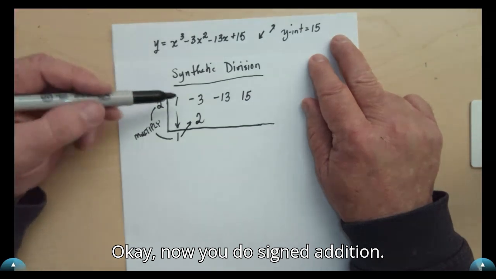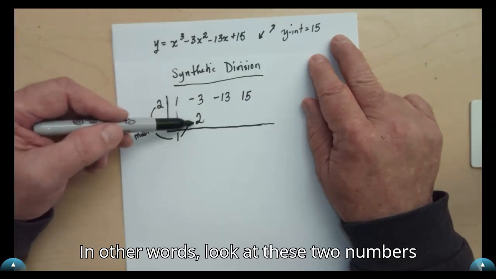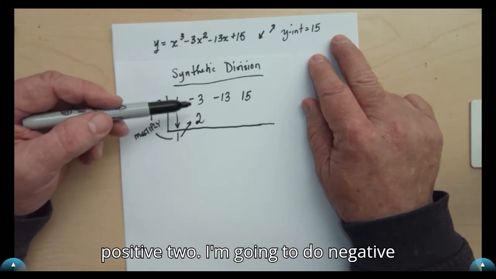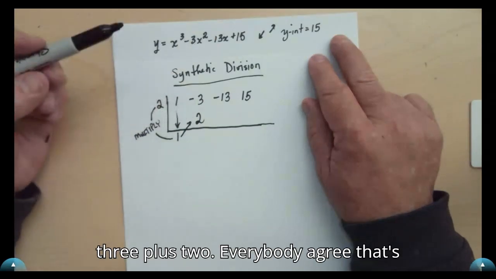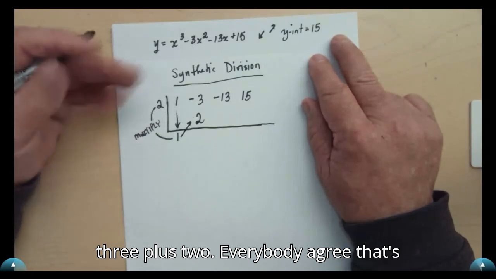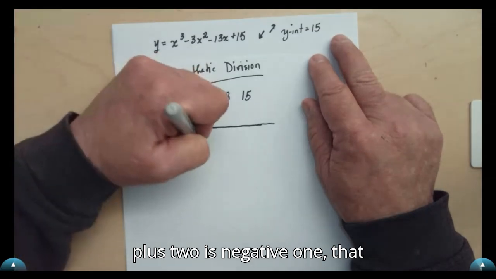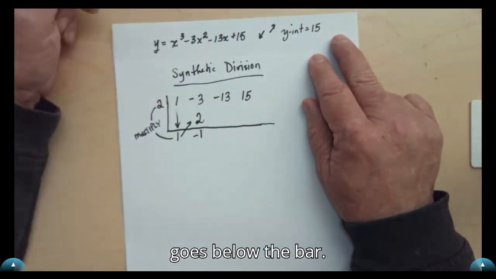Okay, now you do signed addition. In other words, look at these two numbers in this column, -3 and +2. I'm going to do -3 plus 2. Everybody agree that's -1, right? -3 plus 2 is -1. That goes below the bar.